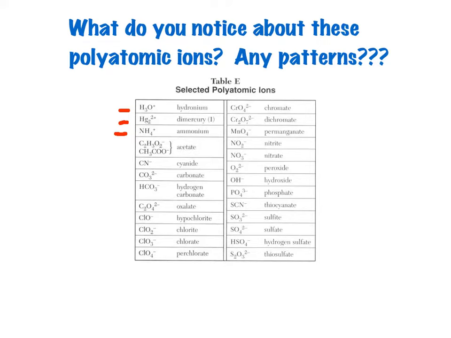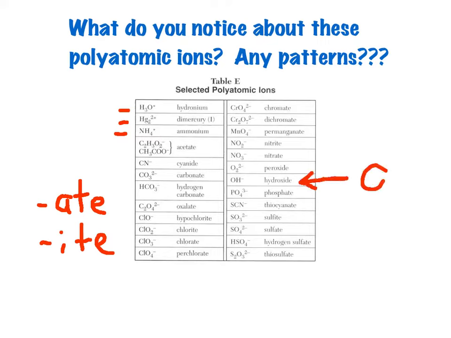Hopefully you've noticed that most of these ions have an ending that's either ate or ite. Ate is a really common ending for polyatomic ions. A lot of the ones that we'll work with in this course will end with ate, A-T-E. One exception is the hydroxide ion right here. Hydroxide, it's the OH1 minus ion, and it ends in IDE. Don't be confused by that.